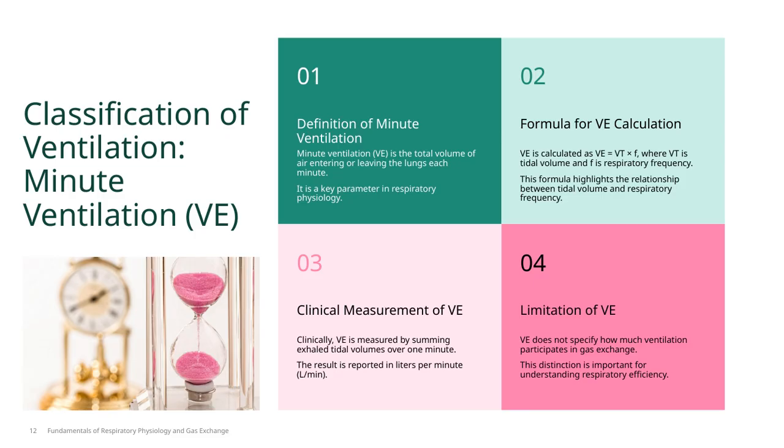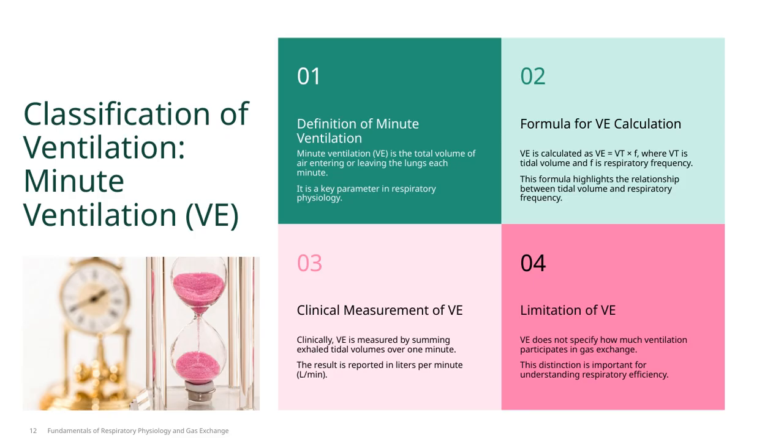The result is usually reported in liters per minute, which gives us a clear and measurable way to assess ventilation status. Now, when we classify ventilation, we often focus on VE itself, but it's important to remember that VE doesn't tell us how much of that air is actually participating in gas exchange. That's a key point because high ventilation doesn't necessarily mean efficient gas exchange is happening.